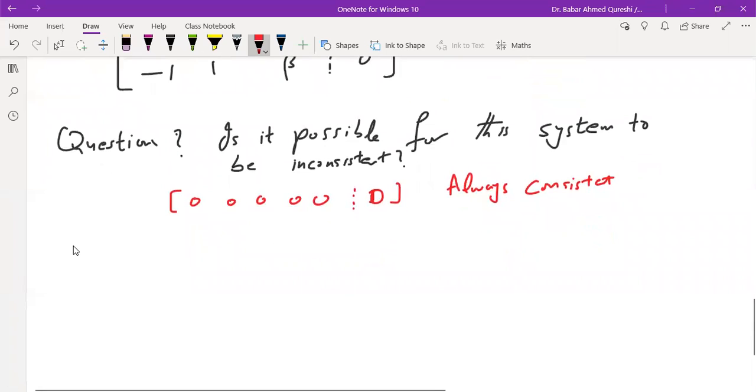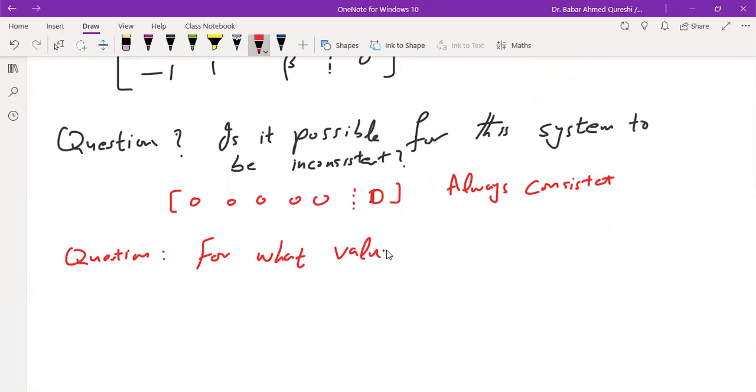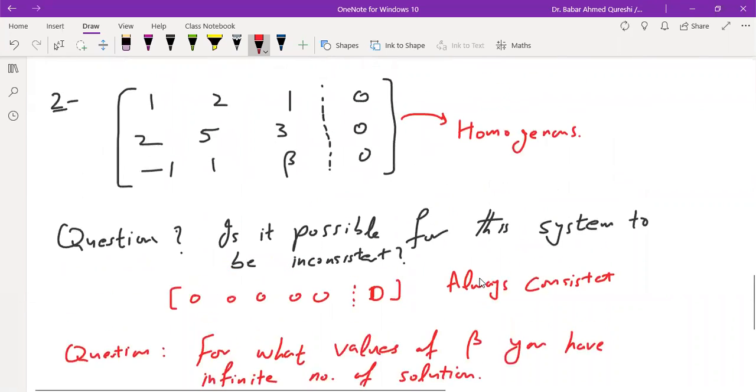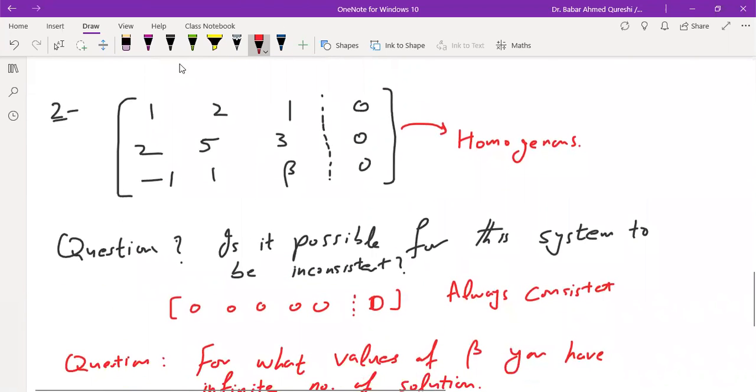The next question is, for what values of beta do you have an infinite number of solutions. So to do that, now you have to bring it to echelon form.